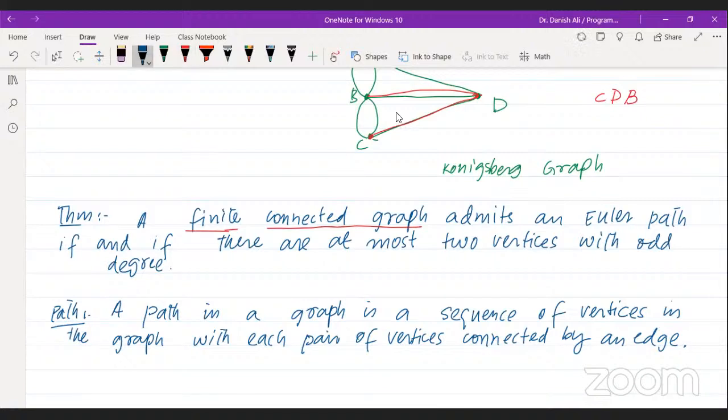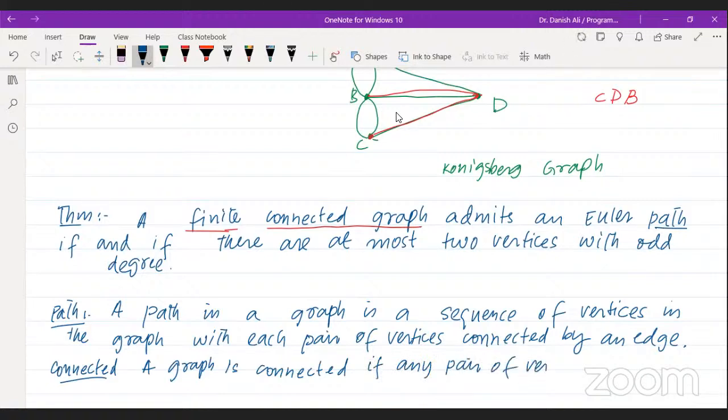Okay, second definition here, after path you will have connected graph. So a graph is connected if any pair of vertices admit a path from one to another.